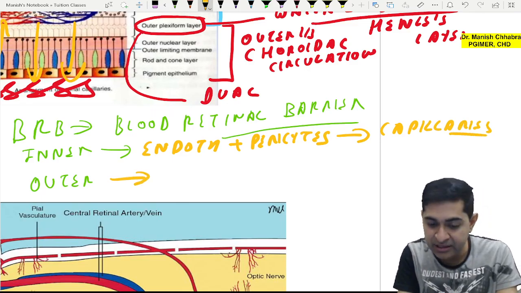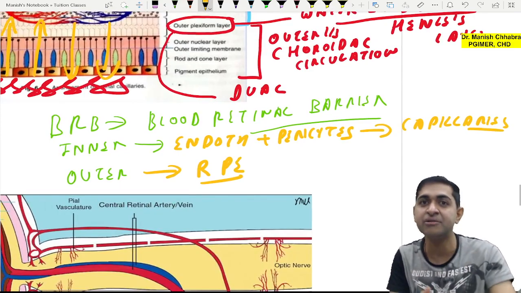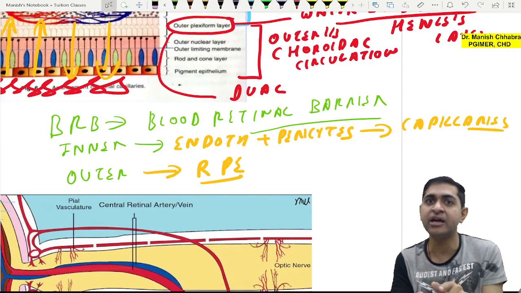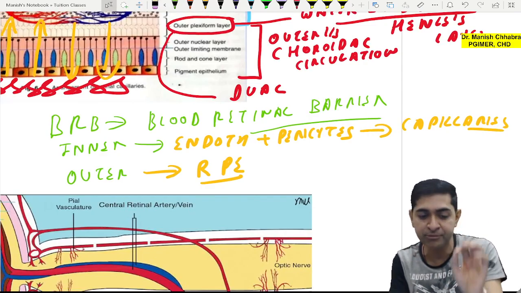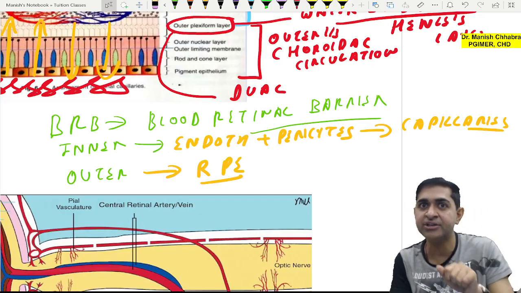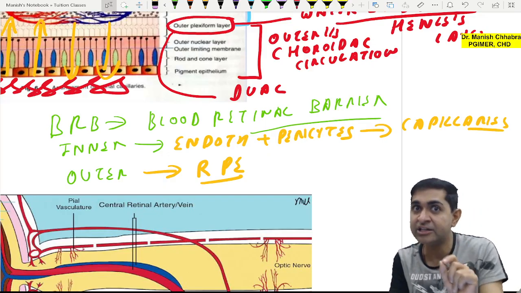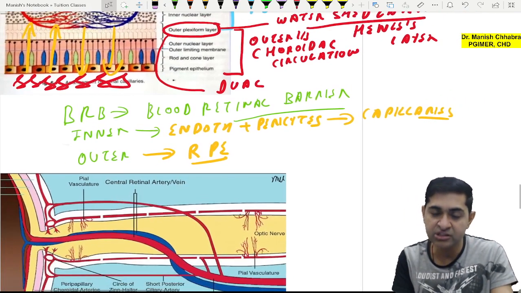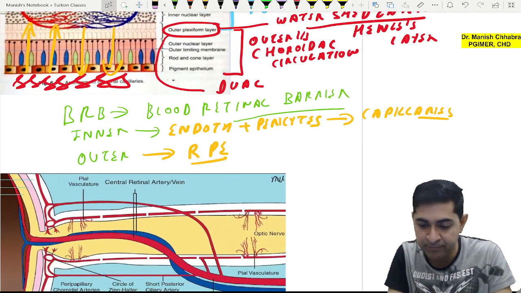Outer blood retinal barrier is the retinal pigment epithelium. So there are two blood retinal barriers. Anything entering the retina cannot enter without the permission of the inner blood retinal barrier if it has to enter via the central retinal artery, or the outer blood retinal barrier, which is the retinal pigment epithelium, if it has to enter through the choroidal circulation. So this is about the blood supply of the retina.